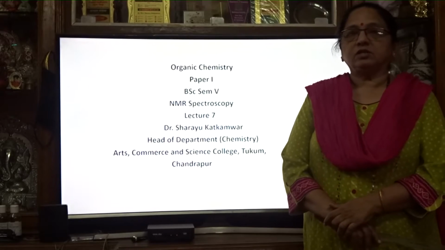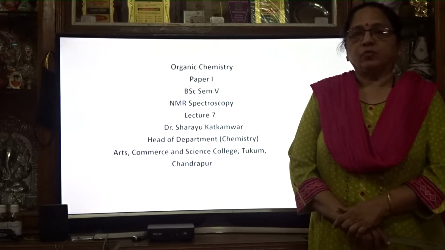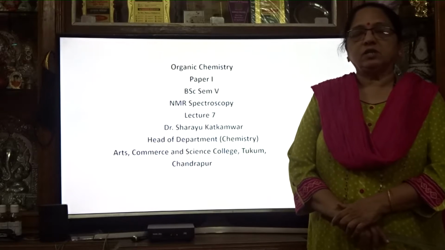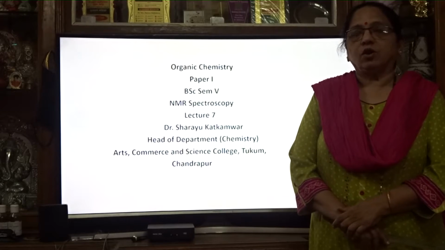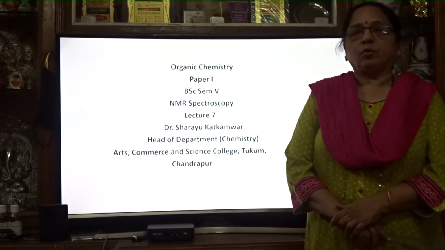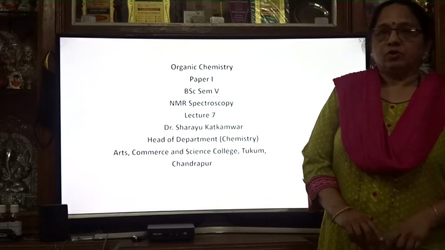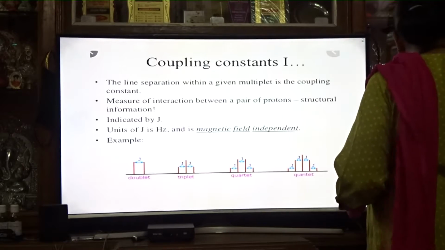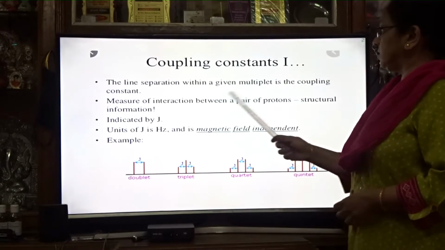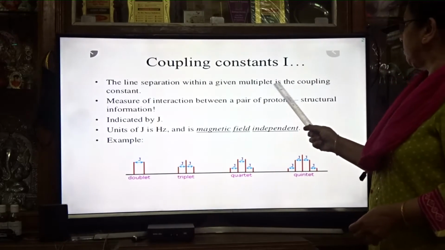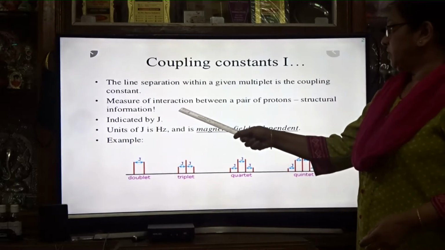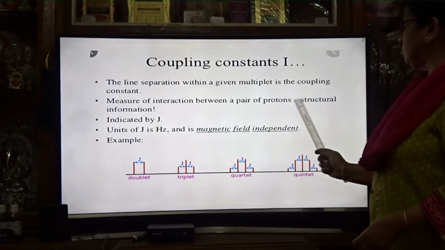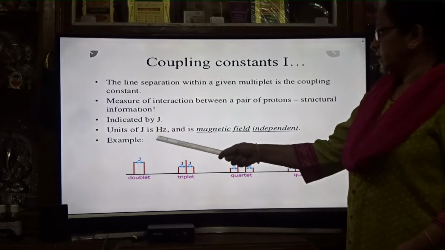Good morning students. Today we will study what is coupling constant, area of signals and some examples for solving the problems in NMR. So first of all we start with coupling constant. The line separation within a given multiplet is the coupling constant, a measure of interaction between a pair of protons. It is indicated by J.